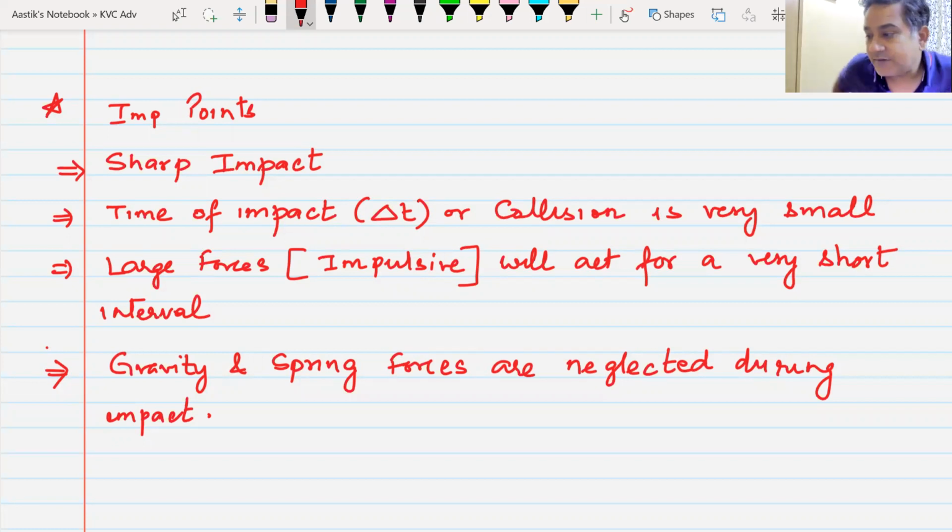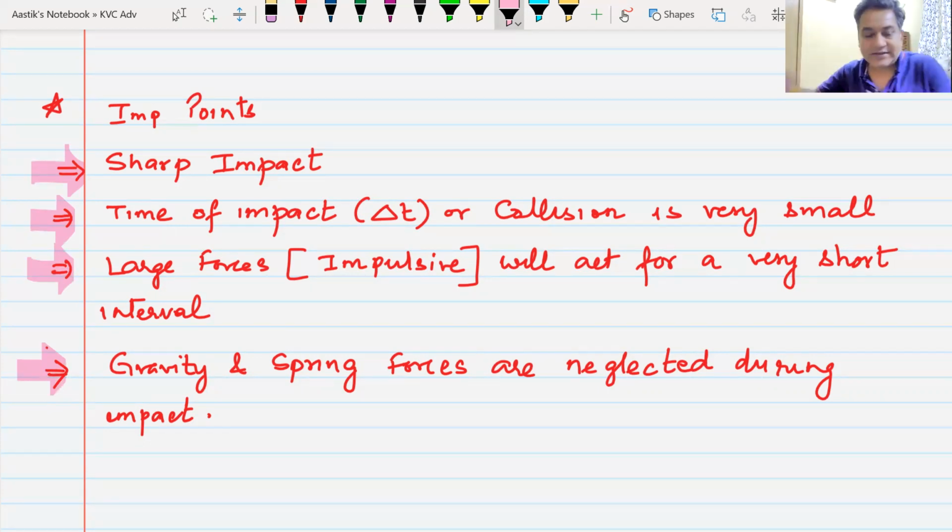Okay, then what we were discussing? We were discussing the important points about the type of collision that we are going to discuss. There is going to be a sharp impact. The time of impact is going to be very small. Large impulsive forces are going to act for a very small time interval, and forces like gravity and spring are neglected because they are going to be negligible.